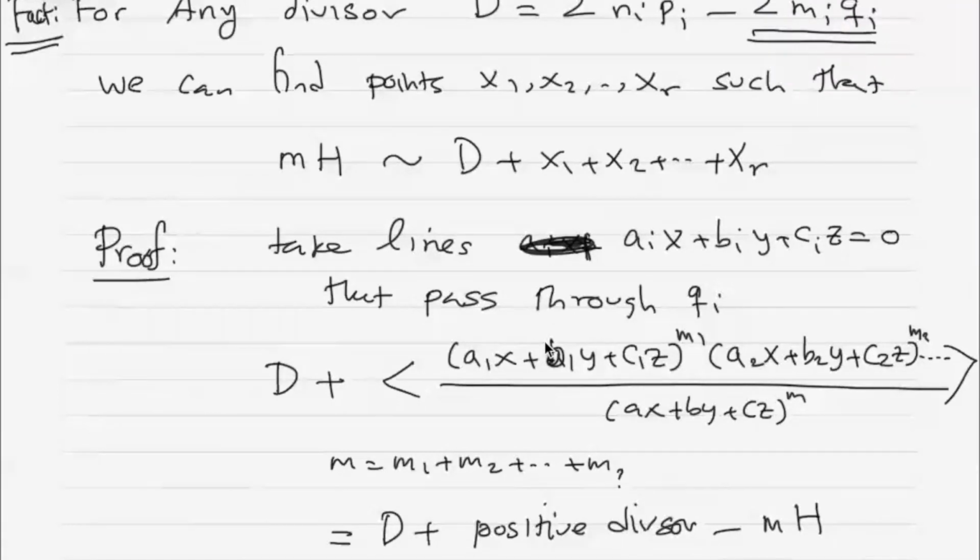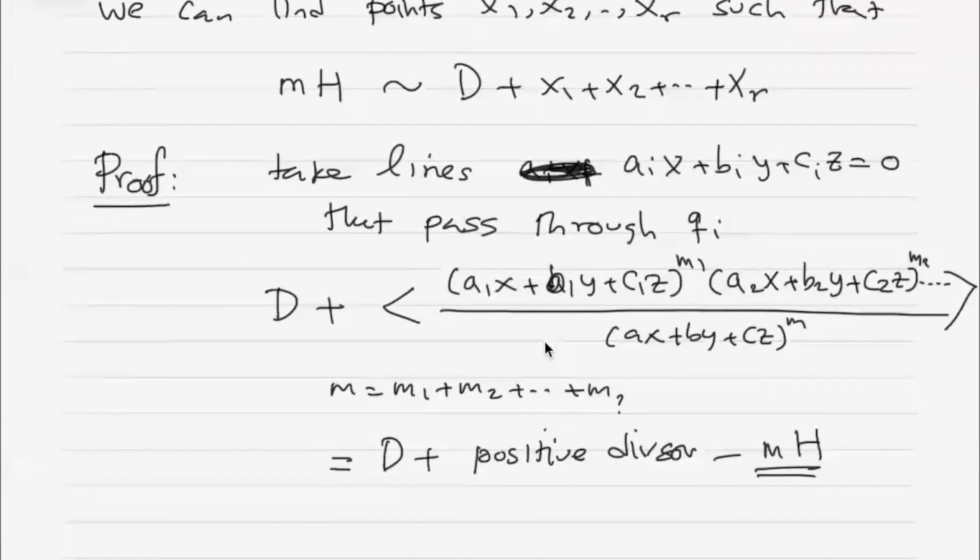So that means that MH will become D. Yeah, so it comes like this. Not equal, but equivalent. So that's actually the proof of this fact.